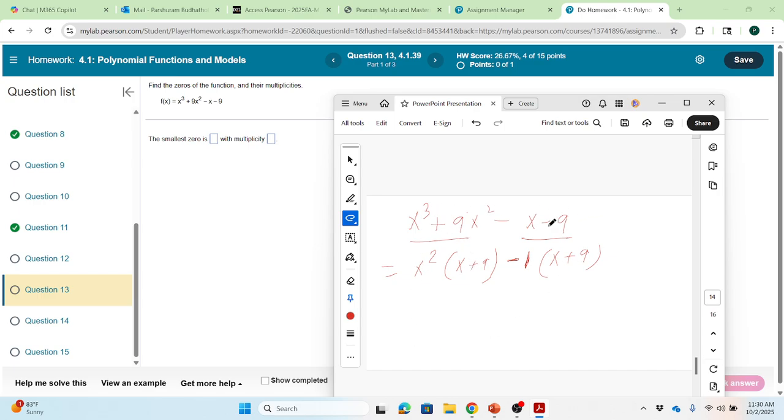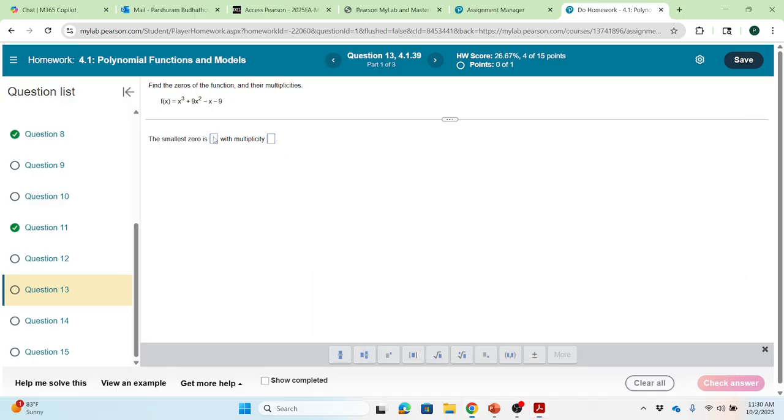So now from 4 different terms, you have 2 terms. The common factor is x plus 9. So I'm going to factor out that x plus 9 and write down this x squared minus 1. And for x squared minus 1, the factors are x minus 1 and x plus 1. So these are the three factors for this polynomial. And from here we can find the zeros: -9, +1, and -1.